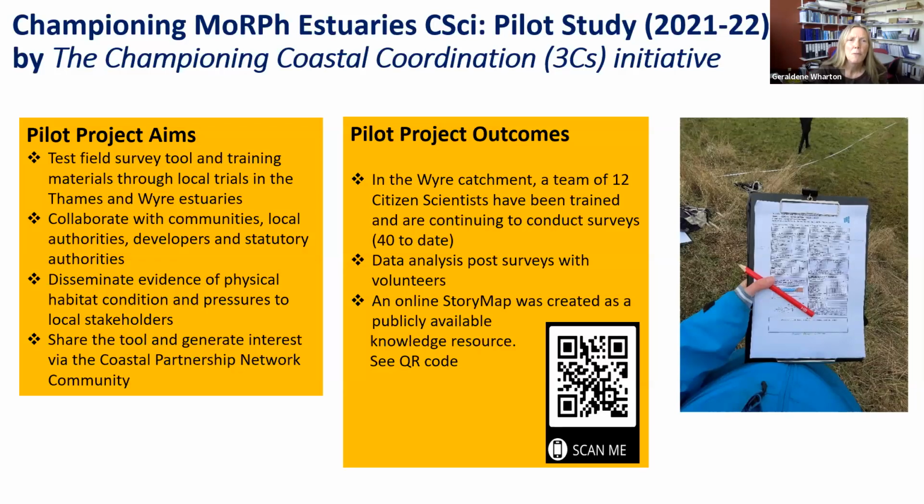So I've mentioned this pilot phase, which was carried out last year. So this initiative, we hit the ground sprinting with some early work in December 21, and the aims of that project, which we've fulfilled, we tested the prototype or the beta version of our field survey tool and the training materials. We were fortunate to work with the Wyre River Trust and Thames 21, so we did local trials in those two estuaries. We worked with communities and local authorities, developers, statutory authorities. So these were our key early aims, and we're continuing with those.